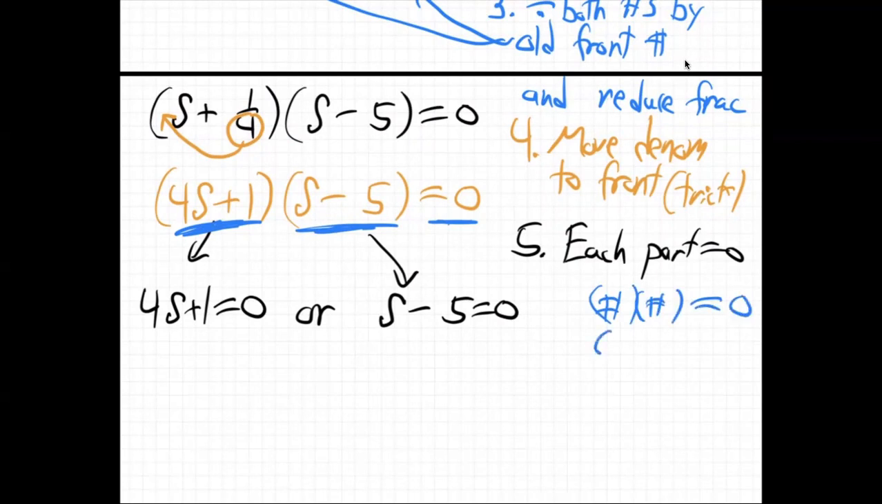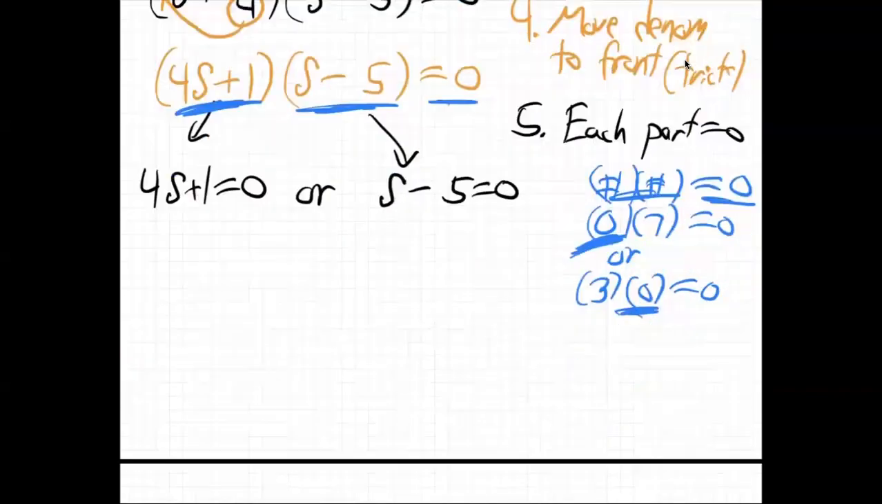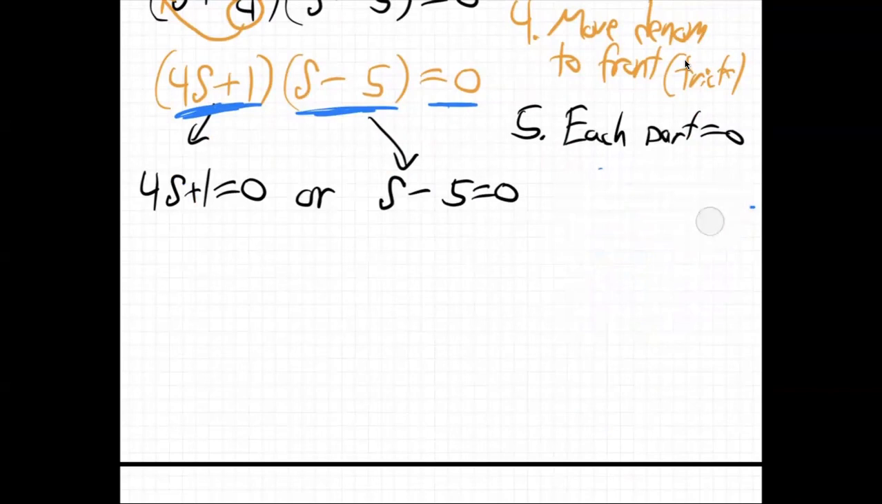mean? The first one could be 0, like 0 times 7 would be 0, or the second one could be 0, like 3 times 0, for example, would be 0. The first one is 0, or the second one is 0. If two numbers are multiplying to be 0, either the first one's 0 or the second one is 0. That's what we just did, right? Two things are multiplying to be 0. So the first one is 0, or the second one is 0, okay? So that's just logical. So now let's finish up from there.